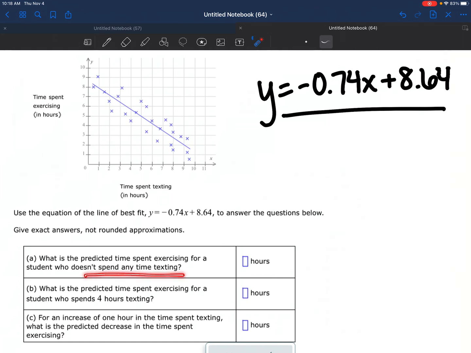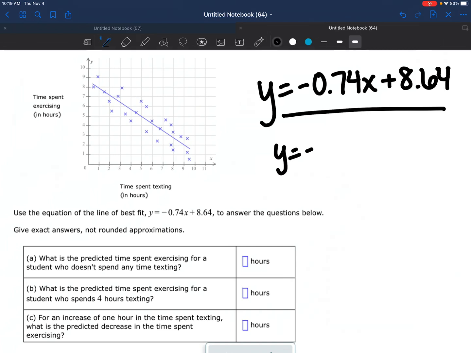So if a student spends no hours texting, what is that telling us about the time spent exercising? 8.64 hours, right? Again, I didn't even need this graph to know that because I can look at my equation. Because 0 hours spent texting, 8.64 hours spent exercising, okay? Question B. What is the predicted time spent exercising for a student who spends 4 hours texting? How could I figure that out? Plug in 4. Okay, let's do that.